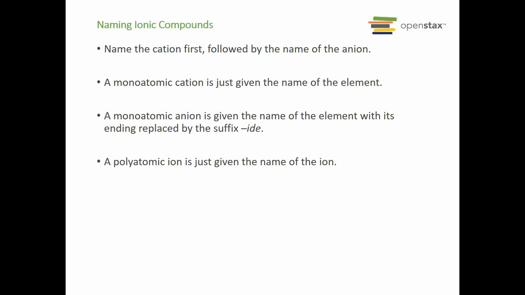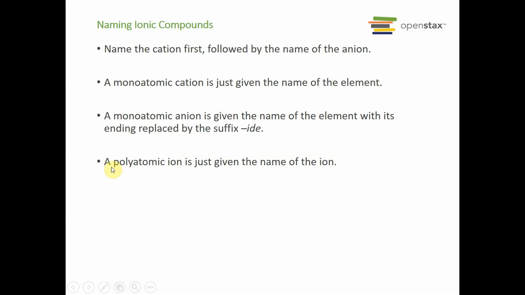So the common monoatomic anions would be oxide, fluoride, sulfide, nitride. I just go down the periodic table of the non-metals that are going to absorb the electrons. They're all ides. Let's see. Beware the ides of halogens.